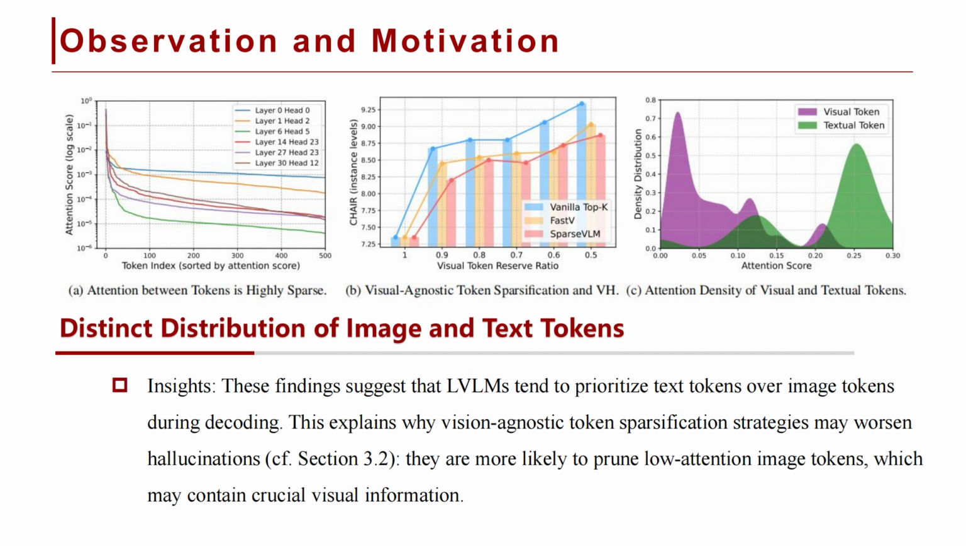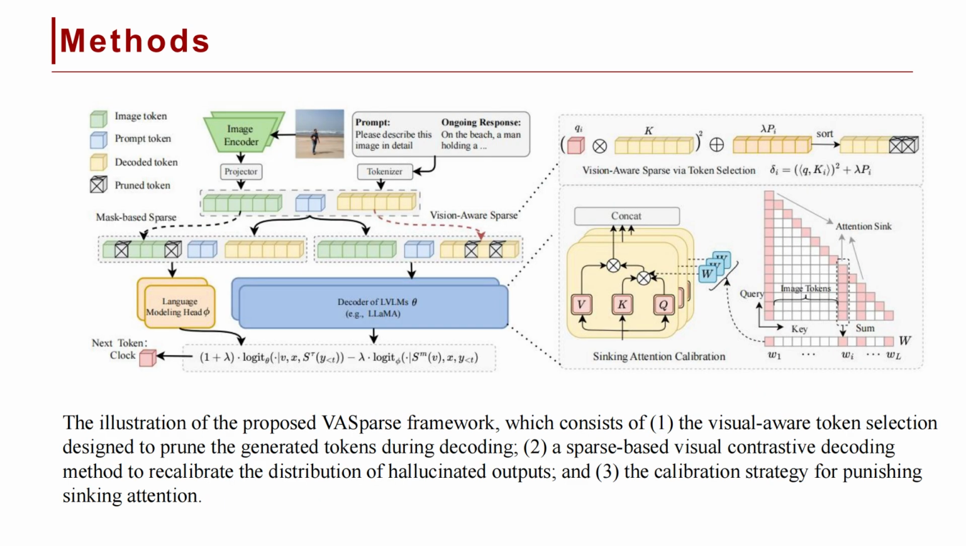Digging deeper, we found that LVLMs tend to prioritize text tokens over visual ones. This density plot shows that text tokens dominate high-attention regions, while visual tokens are often ignored. This bias explains why vision-agnostic sparsification fails. It prunes the already neglected visual tokens, worsening hallucinations. Our solution must rebalance this attention to ensure that visual information is not overlooked. So, how does VASparse work?